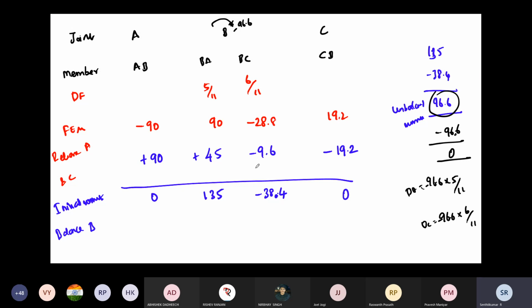So what I can put is 96.6 into 5 by 11, that is equal to minus 43.9 here, and here minus 52.7. So now you have induced some moment. You have induced some moment at BA. What do you have to do then? You have to carry over, right? But the far end is pinned. What about your carryover moment? Here at BA, what will be the carryover?